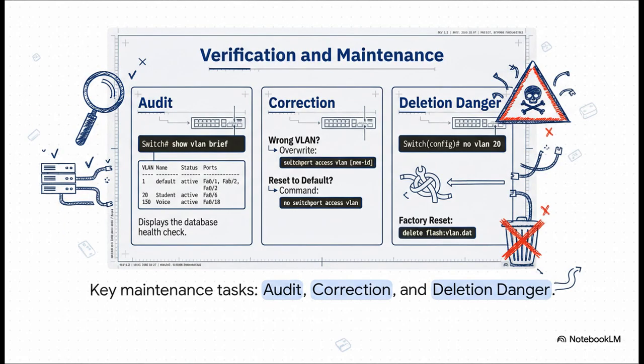Once you're configured, maintenance is everything. You are going to live and breathe the show vlan brief command to check on your setup. But listen up, because this is a huge gotcha. Before you ever delete a VLAN, you absolutely must reassign its ports to a different VLAN first. If you don't, those ports become orphaned. They're inactive, they can't communicate, they're just dead in the water until you manually fix them. Trust me, you don't want to learn that lesson the hard way.